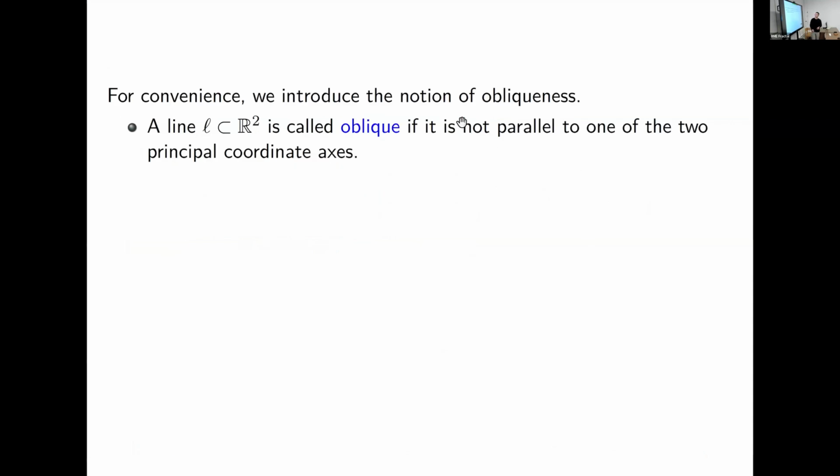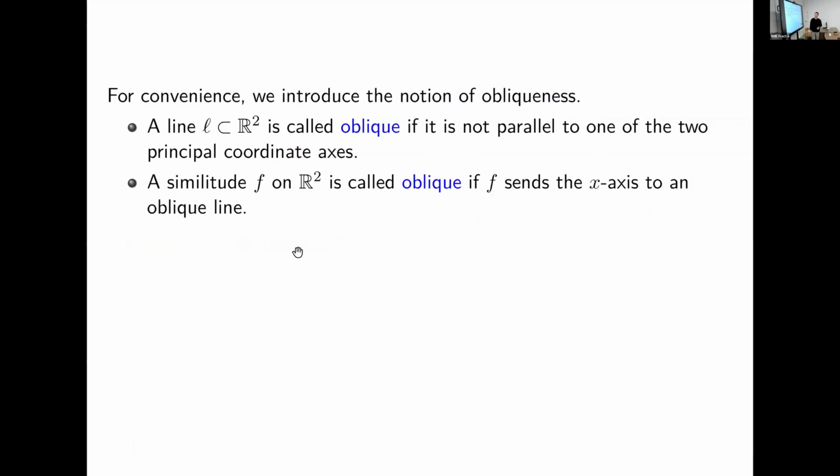For convenience, I would like to introduce the notion of obliqueness. I will call a line in the plane oblique if it is not parallel to one of the principal coordinate axes. So literally, it is an oblique line. And I will call a similitude F oblique if the similitude sends the x-axis to an oblique line. So it kind of involves some genuine rotation.